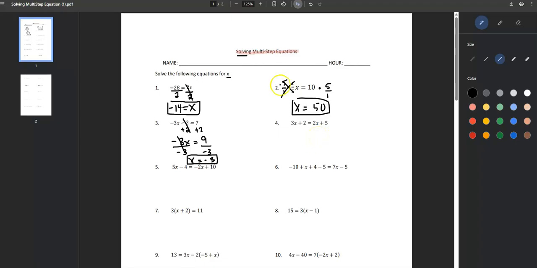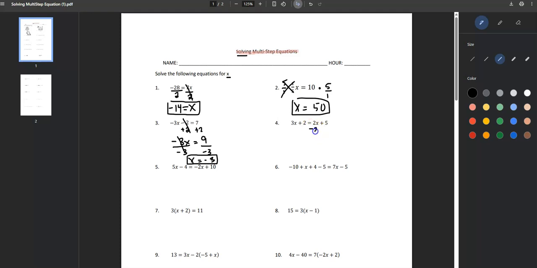Moving in progression and getting a little bit more difficult, if we look at this fourth example here, I've got multiple x's. So I want to get the x's together. And it doesn't matter whether you put them on the left or the right. Generally speaking, I try to keep them positive. So if I have a positive 3 and a positive 2, and I know I've got to do the opposite operation to move it to the other side, I'm going to move the smaller number.